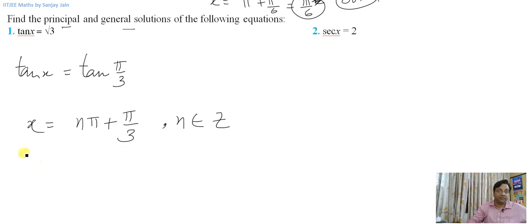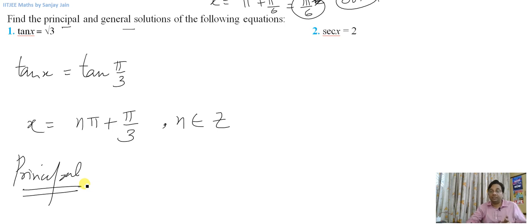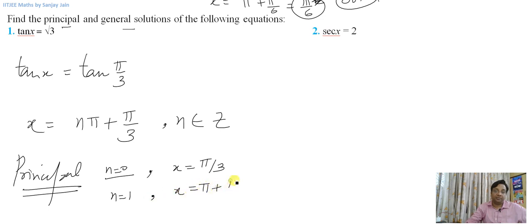Now let me write principal solutions. For principal solutions, I just need values of x between 0 to 2 pi. Right? So one of the values can be obtained when I put n equal to 0. So I'll have x equal to pi by 3. This is one of the solutions. If I put n equal to 1, I'll have x equal to pi plus pi by 3, which is equal to 4 pi by 3, which is less than 2 pi, right? Because 2 pi will be 6 pi by 3, right? So this is also acceptable as principal solution.